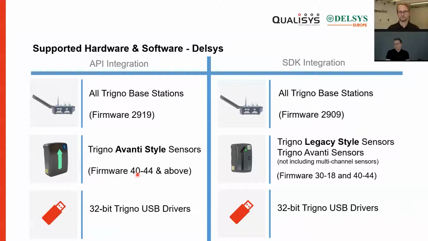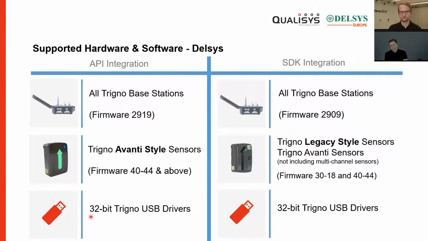And these require the 32-bit Trino USB drivers. These are automatically installed when you plug a base station into a Trino system, so there shouldn't be too much concern here. However, the latest Delsys software does install 64-bit Trino USB drivers to be compatible. If you are using different technologies and different software platforms, it may be something to consider. Have a look at some of our resources, or reach out to one of us in support to make sure that we've ticked all the boxes here for compatibility.